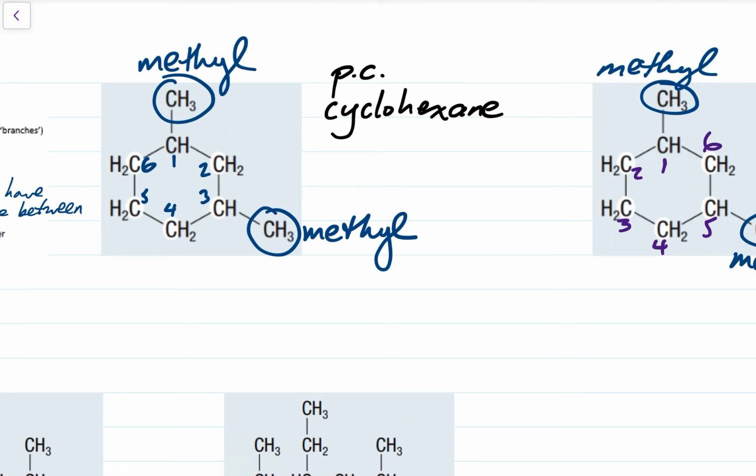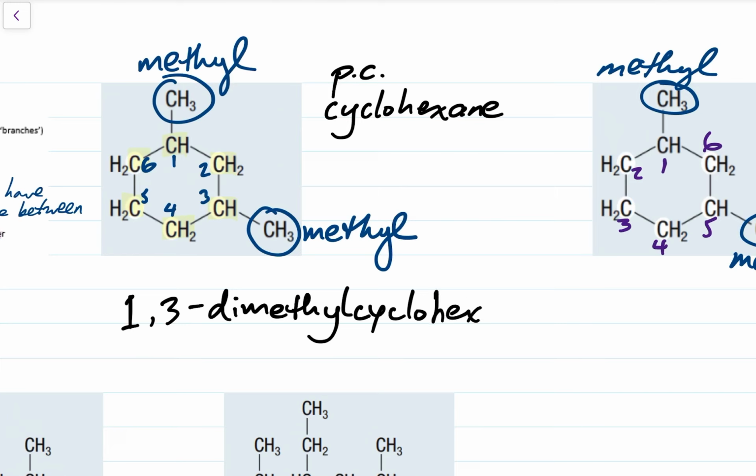But now we have to go to the numbers. Let's take a quick look at our parent chain: 1, 2, 3, 4, 5, and then 6. This is going to give us 1, 3, and there has to be a comma between the numbers. Dimethyl means get 2 methyls out of the ornament box. Cyclohexane, sorry, my bad. It's late.